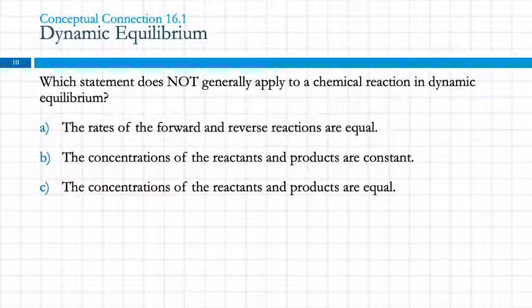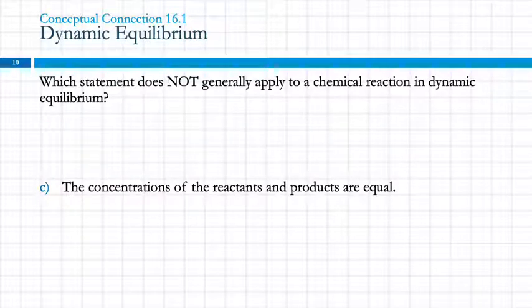Okay, so let's see if we can do this one. Which statement does not generally apply to a chemical reaction in dynamic equilibrium? A, the rates of the forward and reverse reactions are equal. B, the concentrations of the reactants and products are constant. C, the concentrations of the reactants and products are equal. C. That is not true, right? The concentrations of reactants and products are not going to be equal, except in very rare situations.